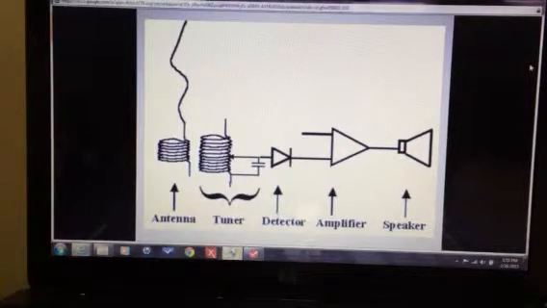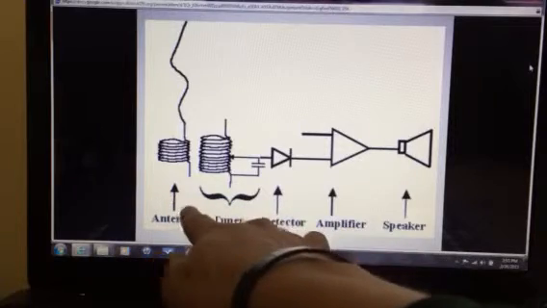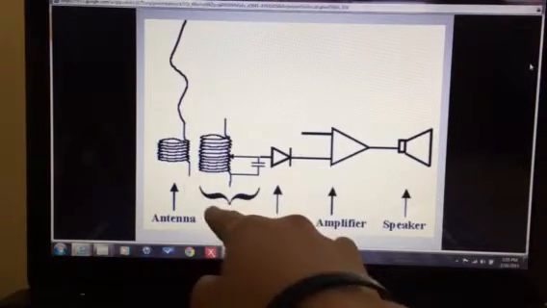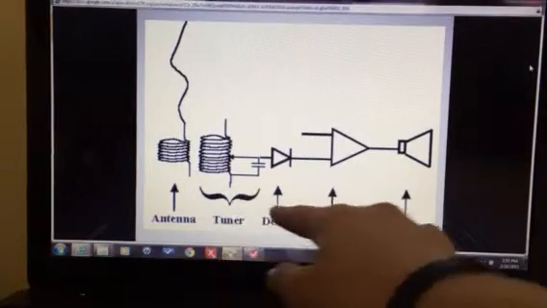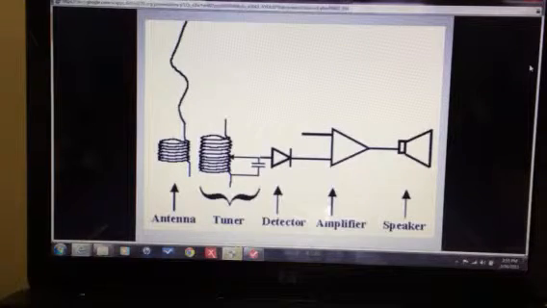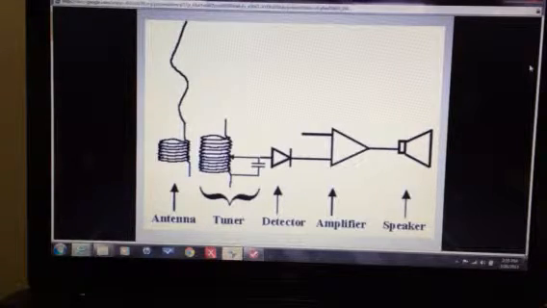And then this is just an example. The antenna will pick up the wave, and then the tuner will tune it to a frequency that you can hear, and then the detector and amplifier will make it so you can hear it. It will raise it to a loudness that you can hear, and then the speaker will project that sound.